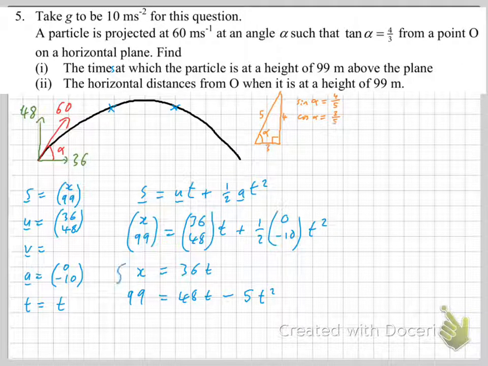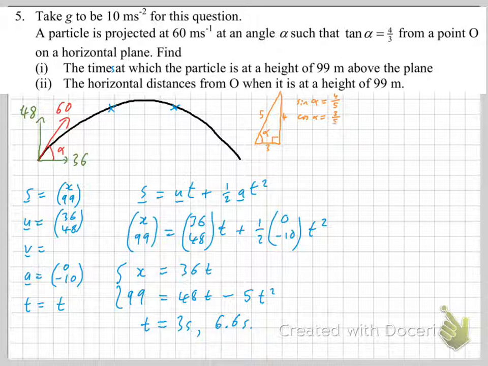Marvellous. We have 2 simultaneous equations there, although we can just work out t from the second equation. Now, you can just use your calculator to quickly get the values of t. Don't forget to take away the 99 first, so it's equal to 0. That second equation just gives us t as 3 or 6.6. And that's the answer to part 1.